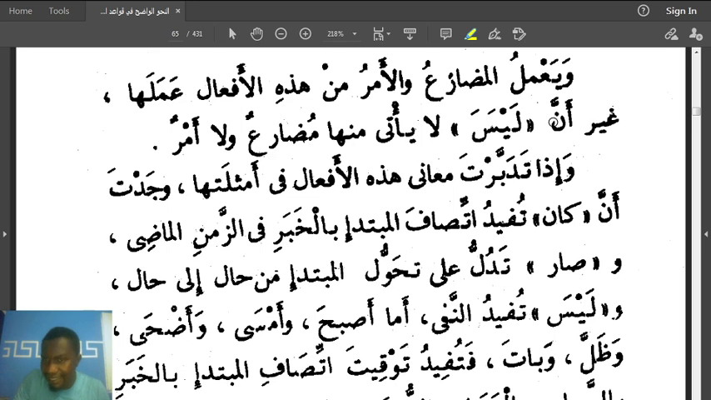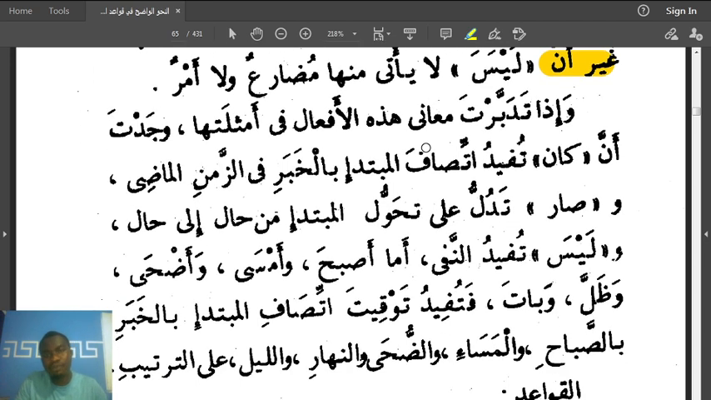Okay. غير أن, this is a beautiful expression. Except that, ليس, the verb ليس, لا يأتي منها مضارع ولا أمر. From ليس we do not get the present tense, nor do we get the imperative or command form. So ليس only conjugates to the past tense: laysa, laysat, lastu, lasta, lasti, laysu. They were not, we were not, and all that. So he says la ya'ti minha mudari'un wala amr.